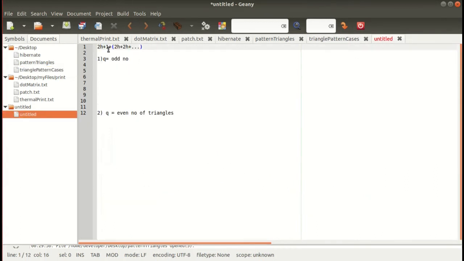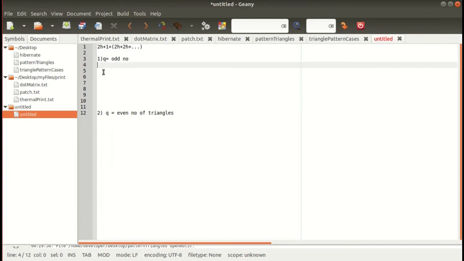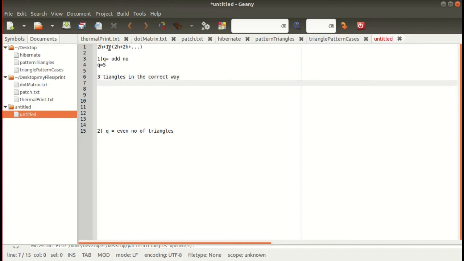For the first time we have already calculated the number of stars for the first triangle. After that, how many times you need to repeat means q by 2. Why q by 2? Here q is equal to 5. For the first triangle, you will have 3 triangles in the correct way. And for one triangle we have already calculated 2h plus 1 stars, and for the remaining, how many triangles will there be? 2 triangles, which is q by 2, which is equal to 2.